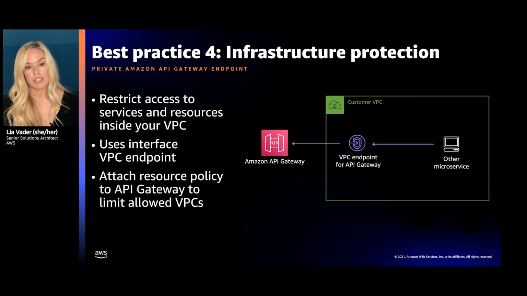How this works is we use a VPC endpoint for API Gateway. Your microservice calls the VPC endpoint, which sends a request to API Gateway. We're also attaching a resource policy to API Gateway to limit access to allowed VPCs or VPC endpoints. So I want to show you how to configure that.